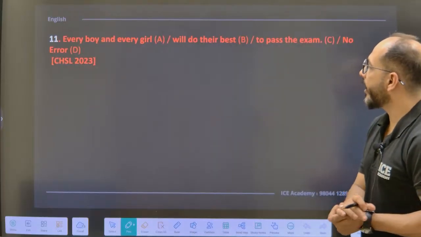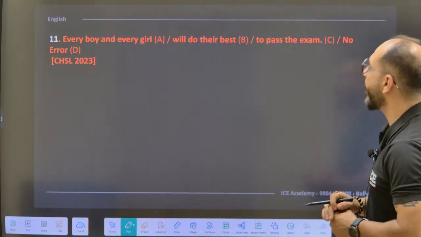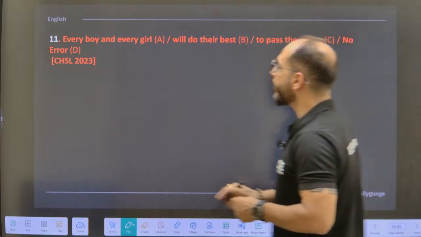দেখো next question, every boy and every girl will do their best to pass the exam. CHSL 2023.